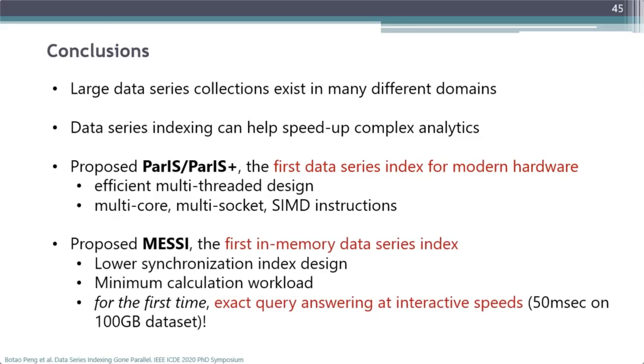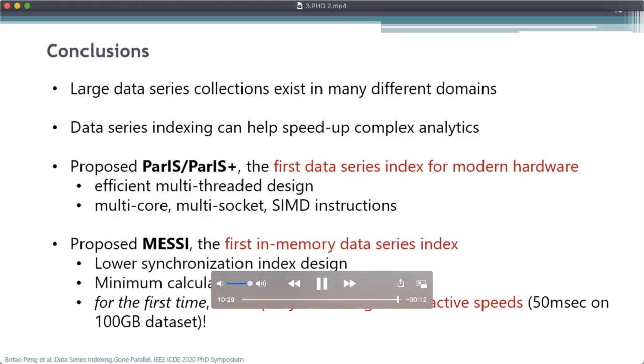Not only does the design of MESSI balance the workload among workers, but it also minimizes the synchronization cost. MESSI creates an index and answers queries more than one order of magnitude faster than previous approaches. This makes MESSI the first index that can answer similarity queries on 100 GB datasets in 50 milliseconds, that is, at interactive speeds. Thanks for listening.